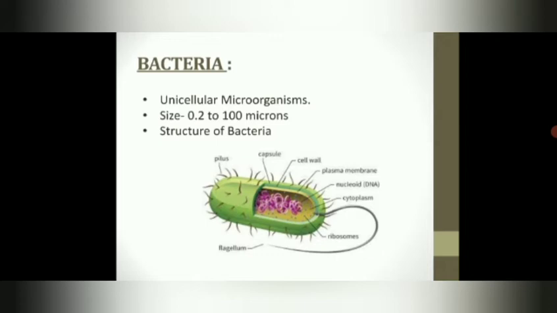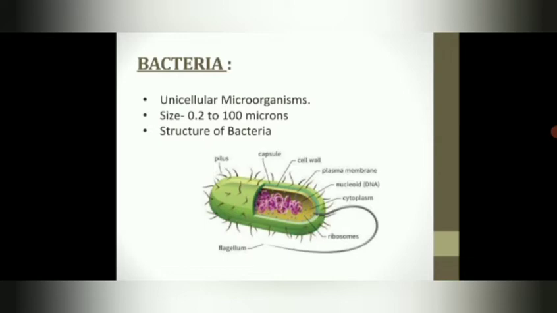These bacteria are unicellular microorganisms. Uni means single. That means a bacteria is made up of a single cell, so all the functions have to be performed by that single cell. Look at us, we are made up of so many cells, right? So we have different cells for performing different functions. But in case of bacteria, it has only one cell which has to perform all the functions.